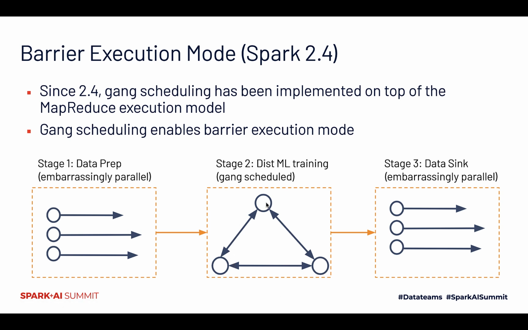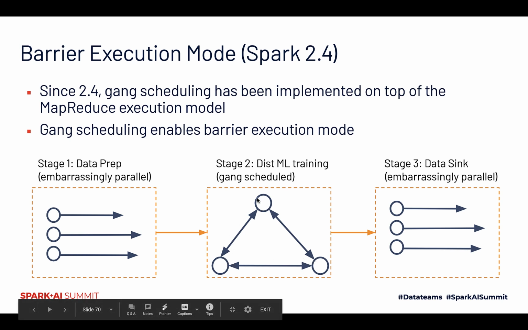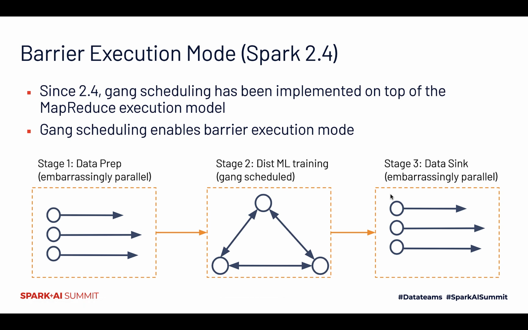You get gang scheduling. It's going to simply run these long-running tasks with a barrier until that stage completes, and then we're going to resume normal embarrassingly parallel high-throughput Spark execution to consume the results. This is huge because it means that Spark now has better integration with machine learning frameworks than ever before.